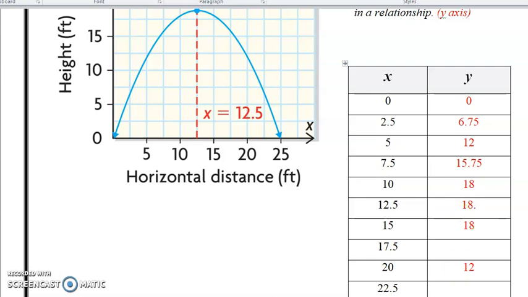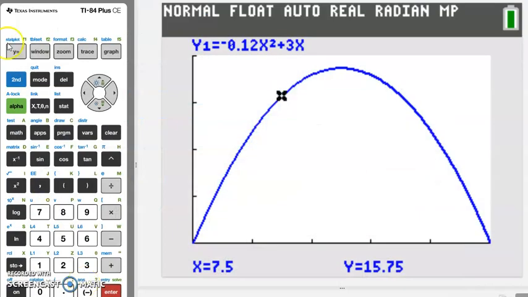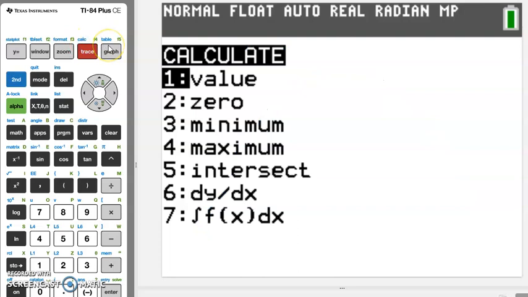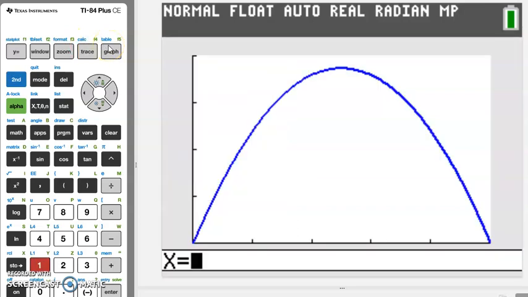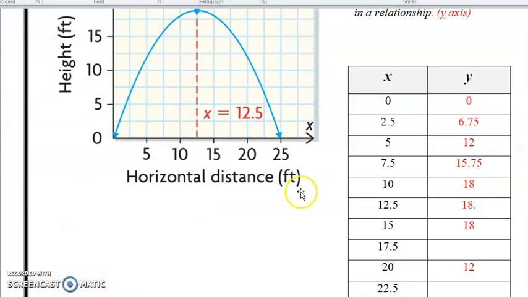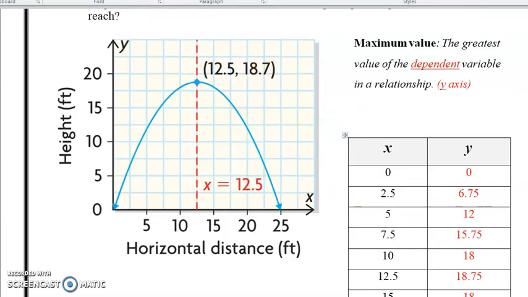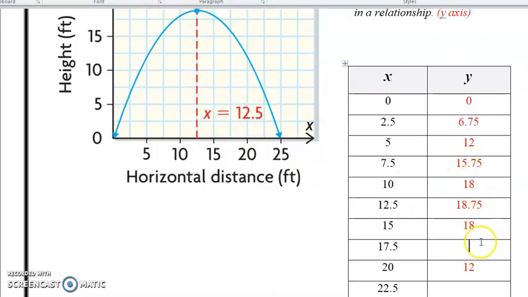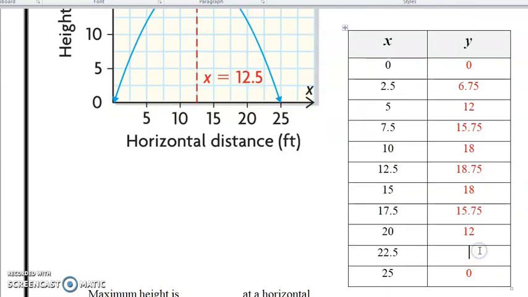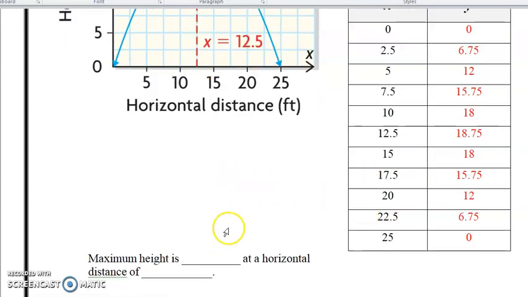Let's just double check it. So second function calc, value, and we put in 12.5, and we get 18.75. The book had 18.7, I'm not sure why. And you see a pattern here. If you were to predict that this one would be 15.75, you would be correct, and this at 6.75, you would also be correct. All right?